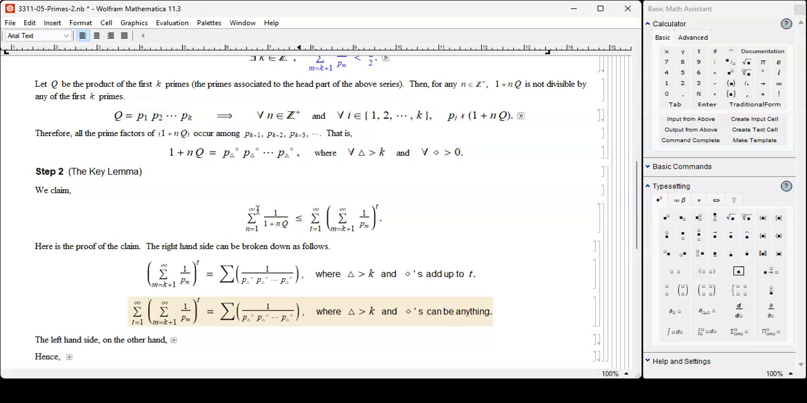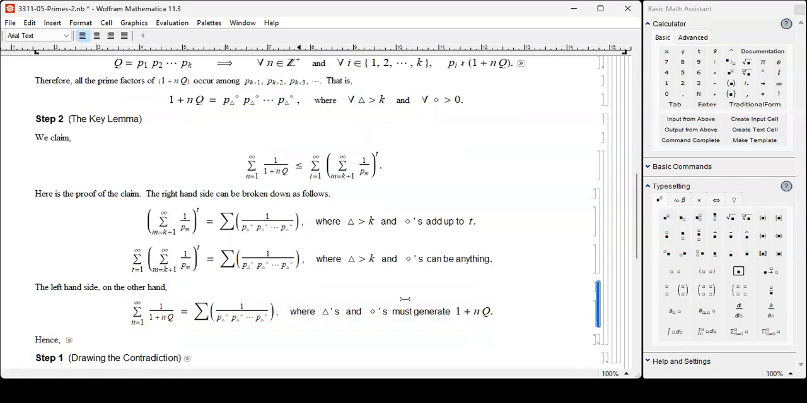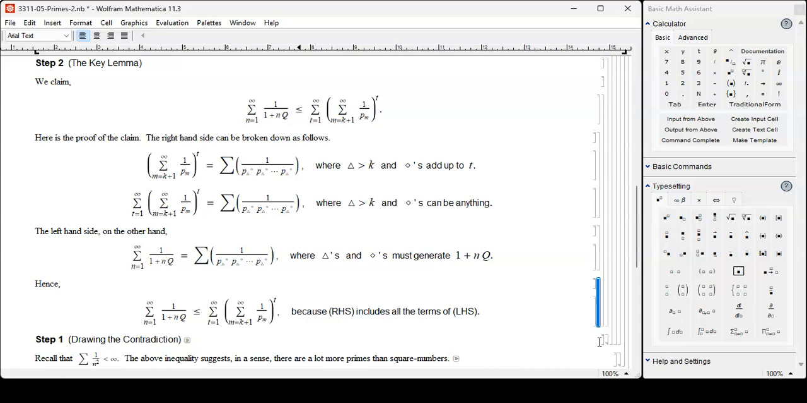Now, on the other hand, if you look at the left-hand side, not everything, it's just the prime factorization of 1 plus nq. Only those are coming. Here, everything; here, a selected few. So which is bigger? Each entry is positive. Here, everything. Here, a selected few. So the right-hand side is bigger. That's how you get the conclusion. The right-hand side is bigger.